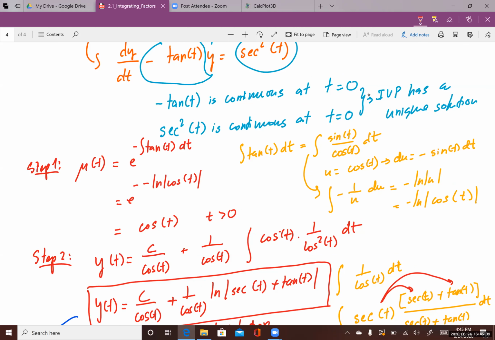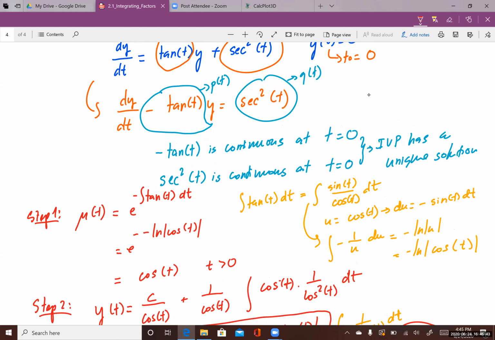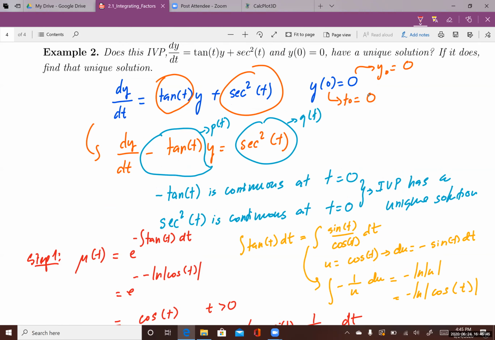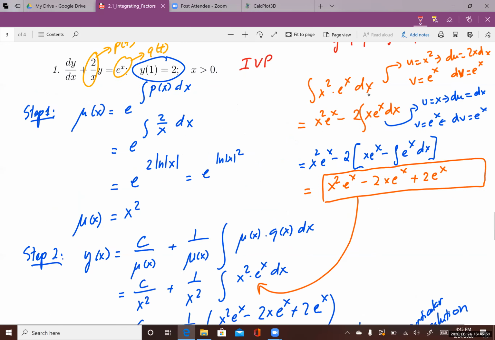So here you go, a method to solve some first-order linear differential equations using integrating factors. This is called the method of integrating factors.